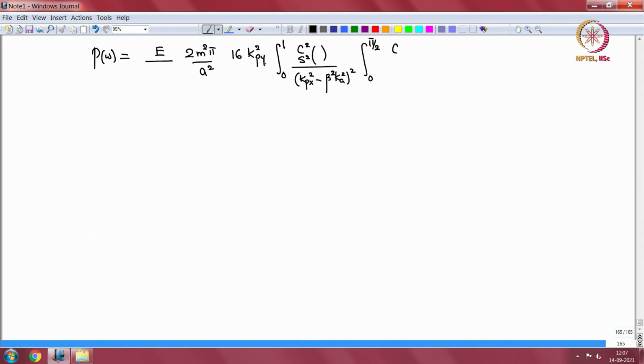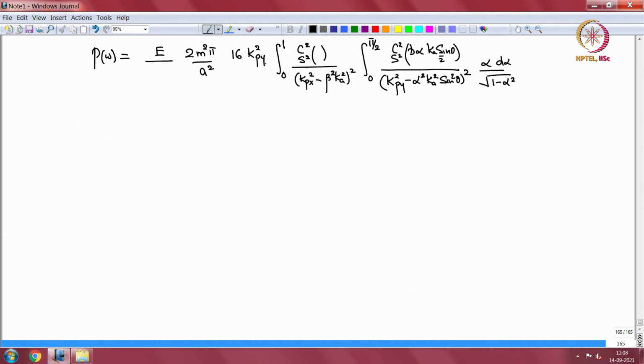Again cos square or sine square of beta alpha ka sine theta by 2, divided by k square p y minus alpha square ka square sine square theta, whole squared. Alpha d alpha by square root of 1 minus alpha squared.